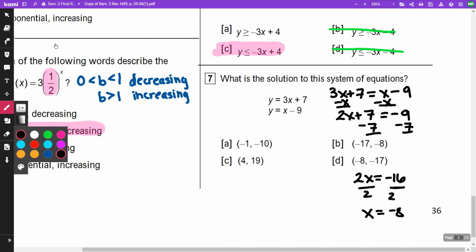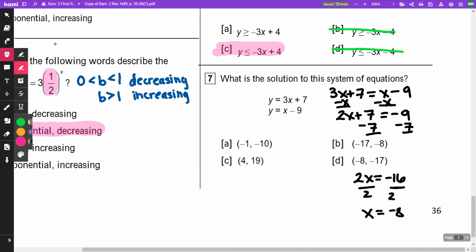And there's only one that had x as negative 8, which is D. And that's the end of this video.